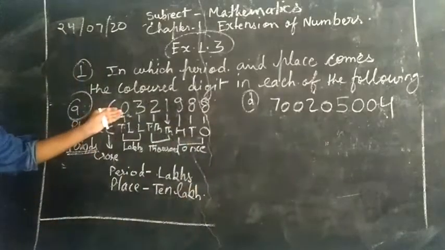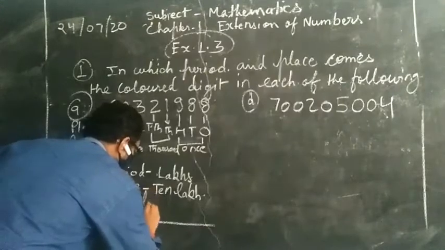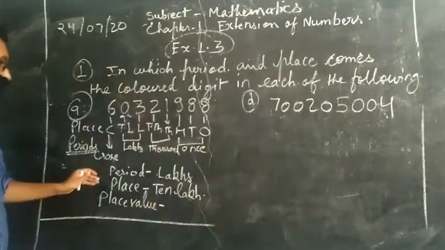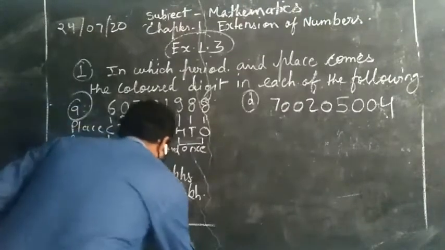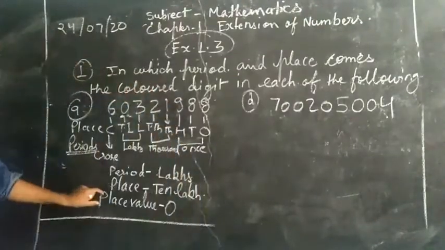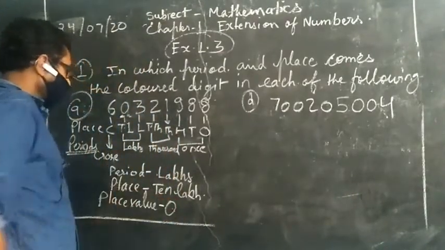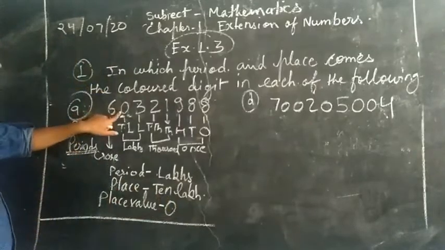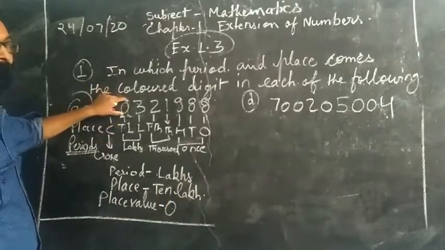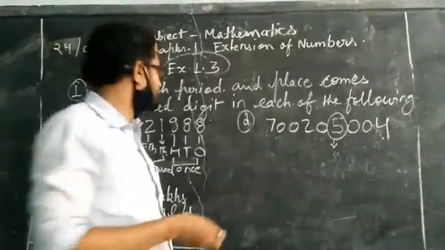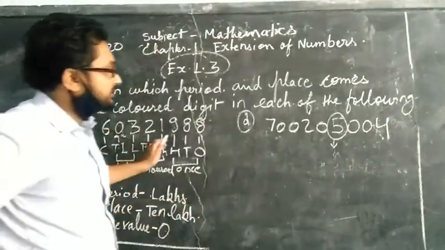If we want the place value of the digit, the place value of this digit is 0, because it is at the 10 lakh place, but this 0 has no value. So here 0 is at the 10 lakh place. Same here.